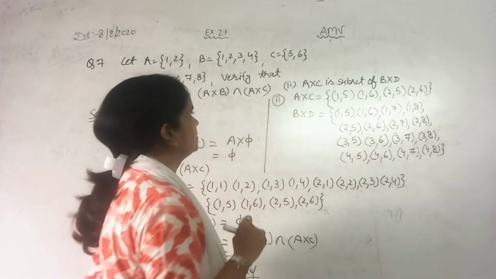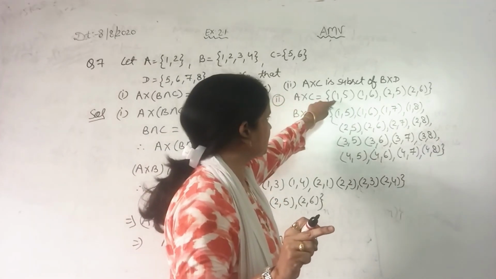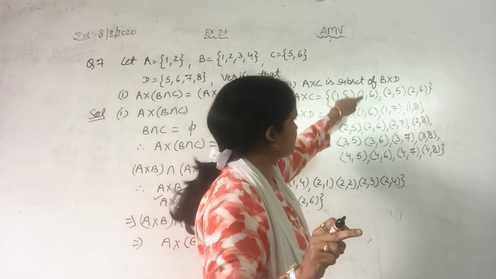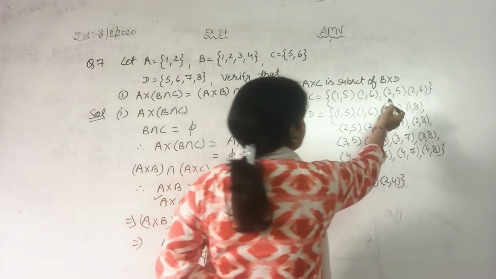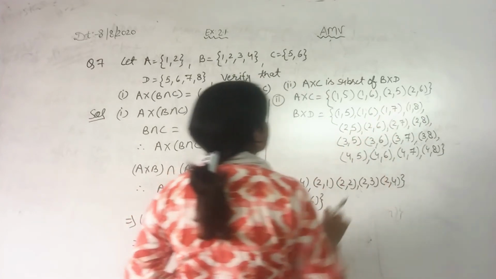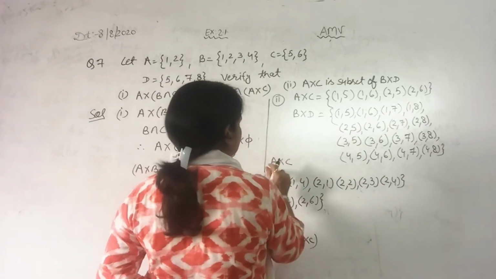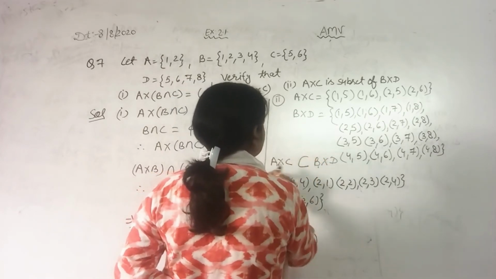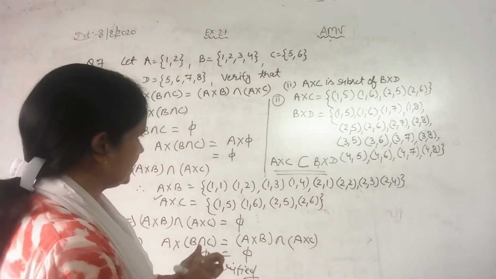Okay, and now see the elements of Cartesian product AC, it's 1, 5. It is in the set BD also. Okay, 1, 6 is also in the Cartesian product of BD. 2, 5 also belongs to set BD, and 2, 6 is also from set BD. Okay, so we can say that Cartesian product AC is a subset of Cartesian product BD. Okay, now move for the next question.